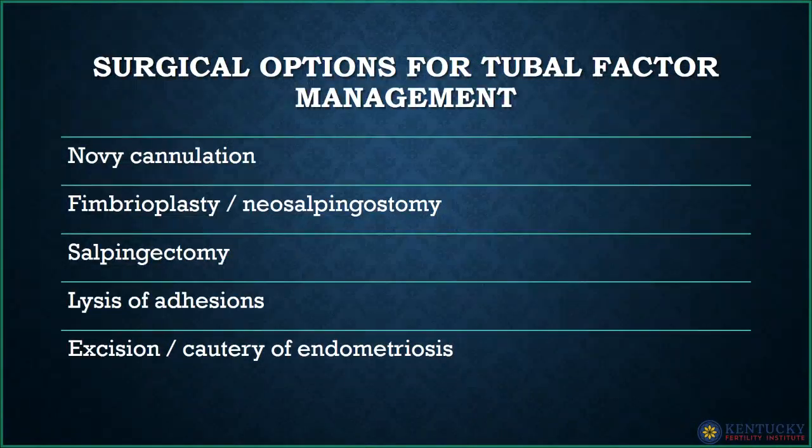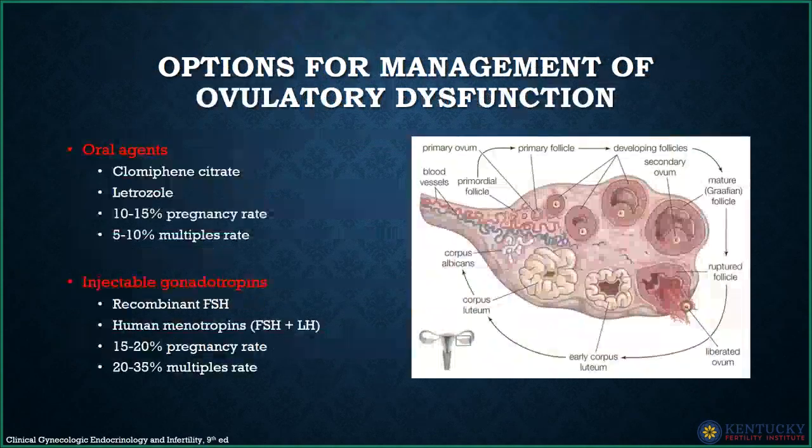Similarly, there are a number of surgeries we can do for tubal factor, ranging from proximal and distal tubal repairs to lysing pelvic adhesions, excising or cauterizing endometriosis, with the goal of restoring normal anatomy and normal tubal function as it relates to its ability to pick up eggs at the time of ovulation. Again, when these go well, they can be very effective for helping patients conceive moving forward. With the ovarian factor, particularly the patients that aren't ovulating or aren't ovulating reliably, we have a couple of ways we can induce ovulation.